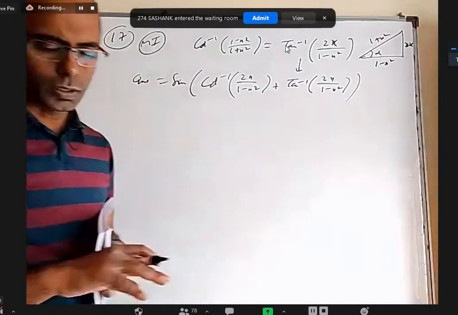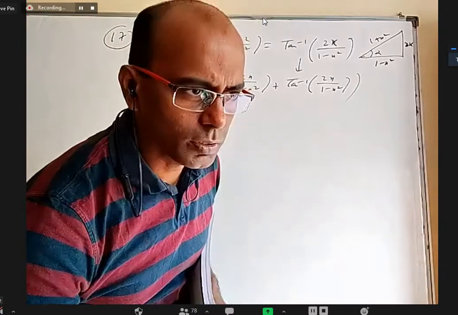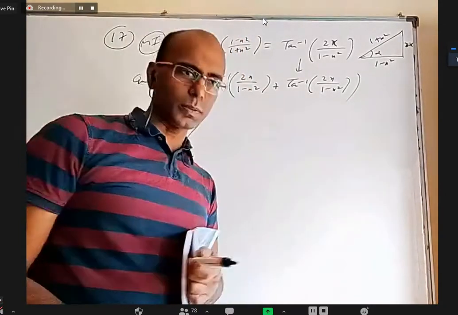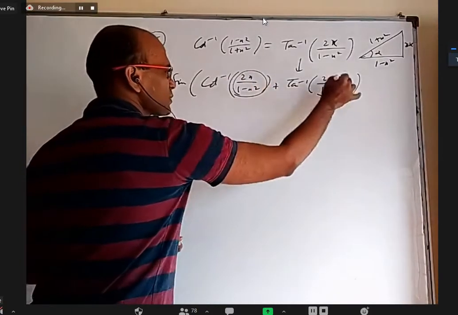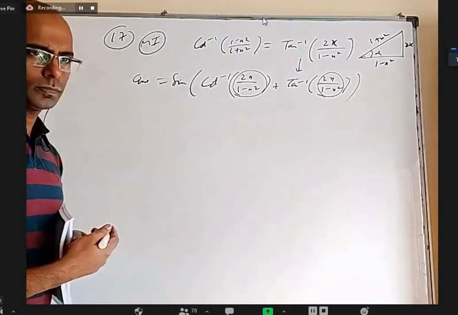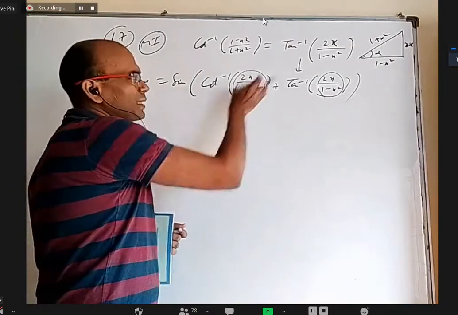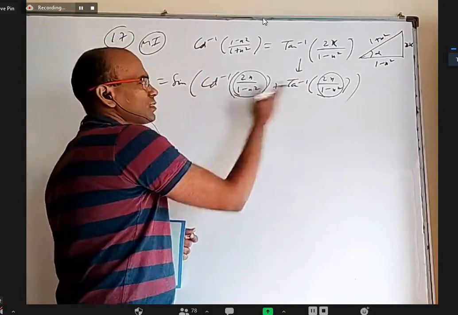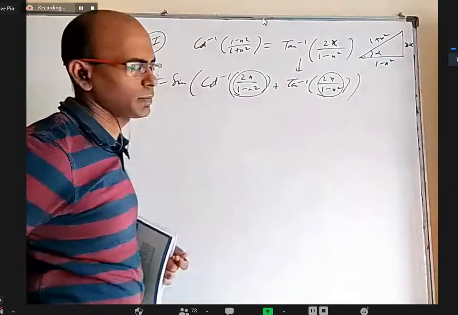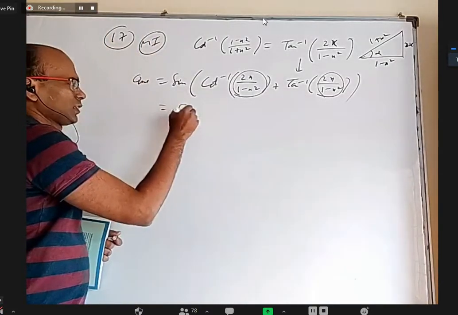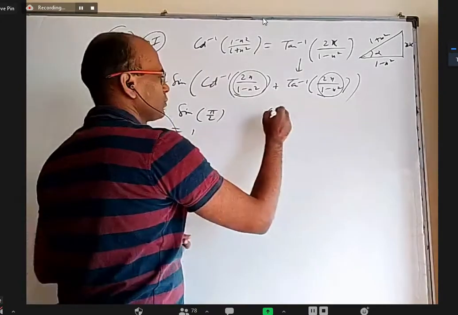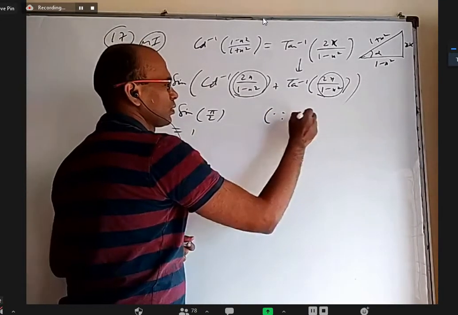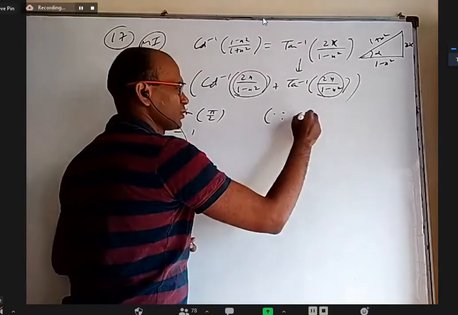Now we have a formula that sin inverse x plus cos inverse x is pi by 2. Similarly, tan inverse x plus cot inverse x is also pi by 2. This expression and this expression are exactly the same. So cot inverse something plus tan inverse something, if you call this k, this also k. Cot inverse k plus tan inverse k is pi by 2. So this is directly sin pi by 2, which is 1. That is simply because cot inverse k plus tan inverse k is pi by 2.